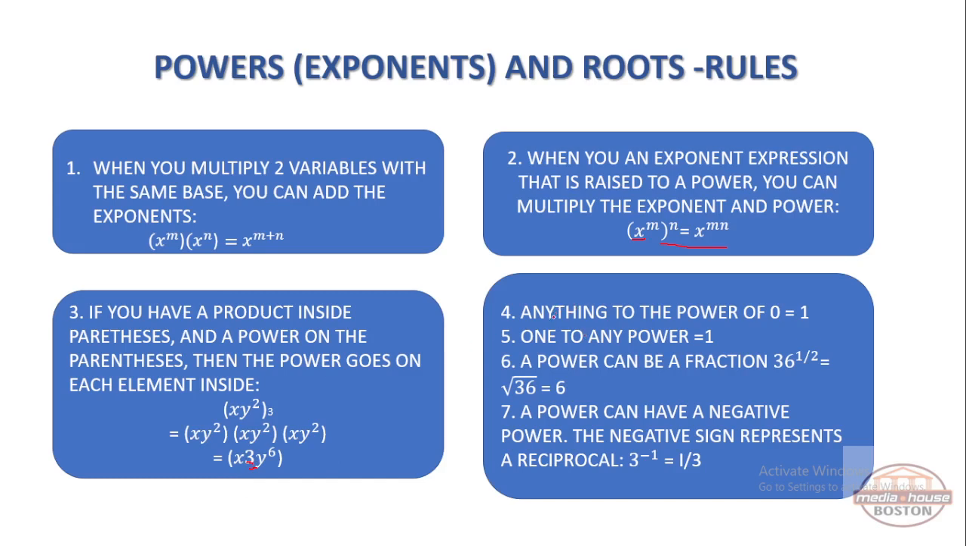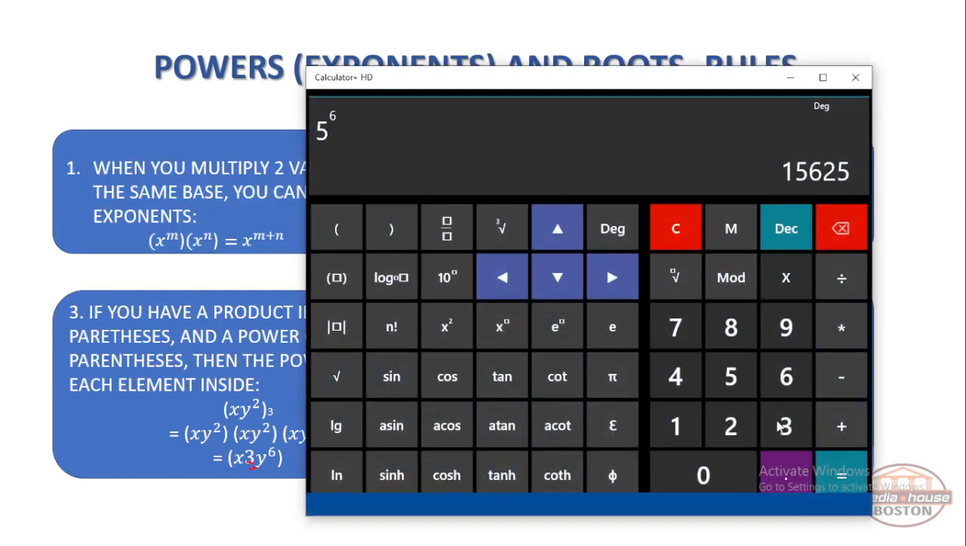And then the other thing is that anything to the power of 0 will give you 1, and anything to the power of 1 will be itself. And any number to the power of 1 over 2 is the same as the square root of that number. So going back to my calculator, if I use 16, 16 to the power of 1 over 2 is the same as saying the square root of 16. So if I say equals, it's going to give me 4.